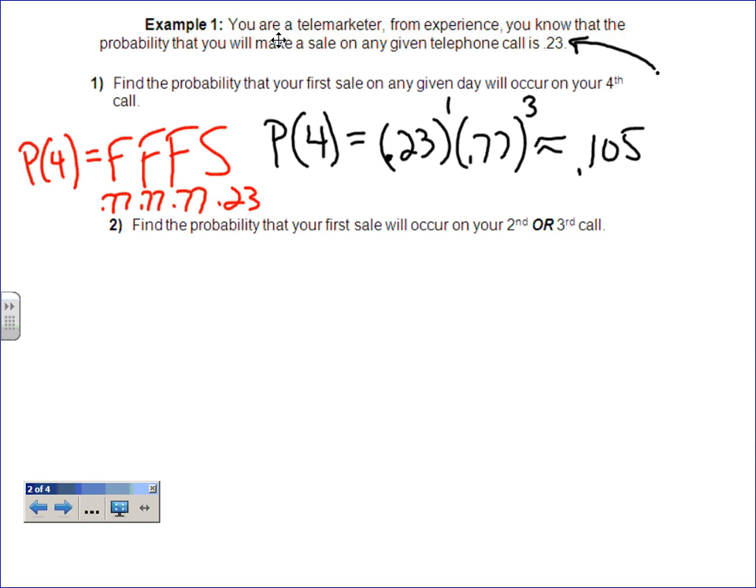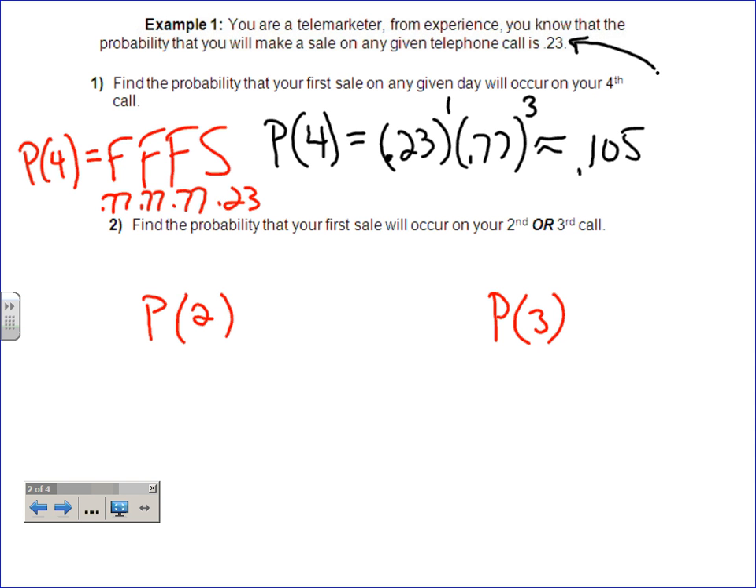Agreed? So what you do, remember 2nd or 3rd, when that or was in there with probabilities, what did we do? We added. When it was and, we multiplied, right? So or means kind of add in statistics. So what we have to find is basically P of 2, and then we have to find P of 3, and then we're going to take those two answers and add them up.